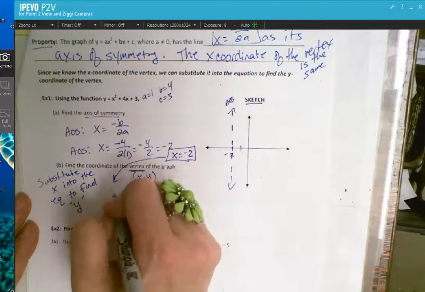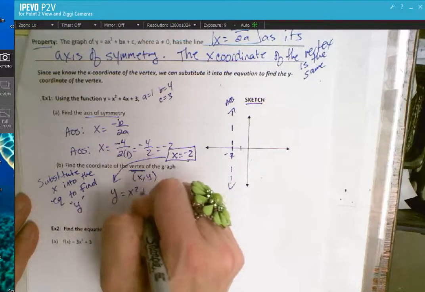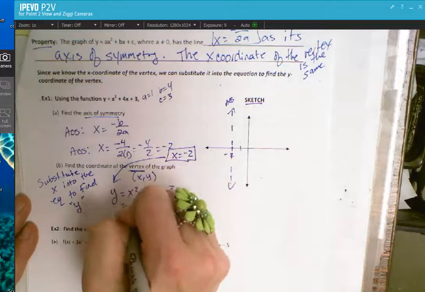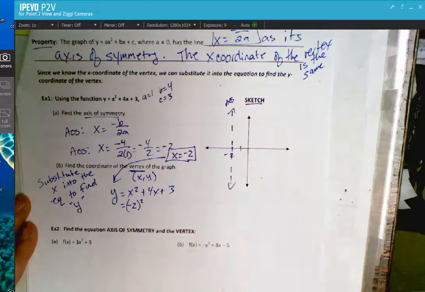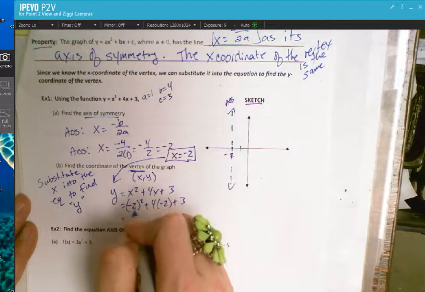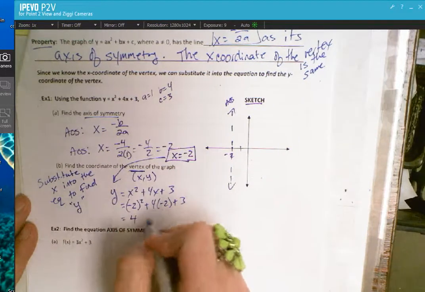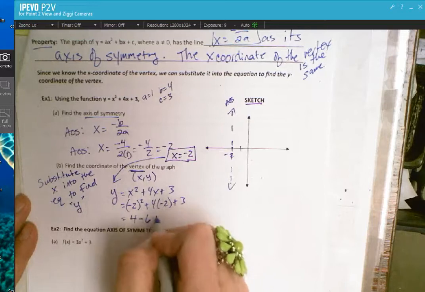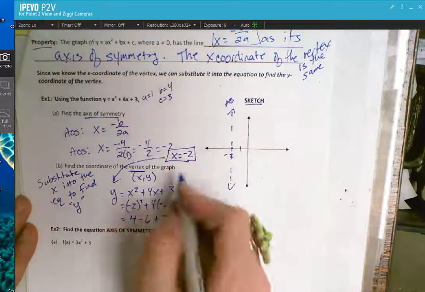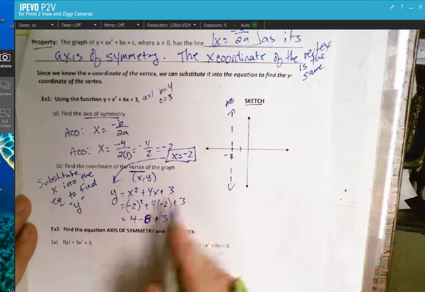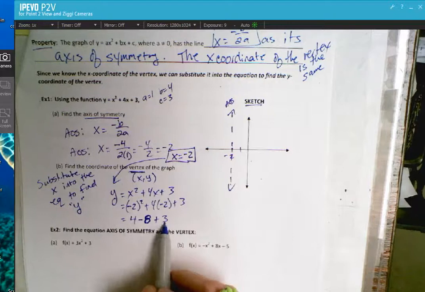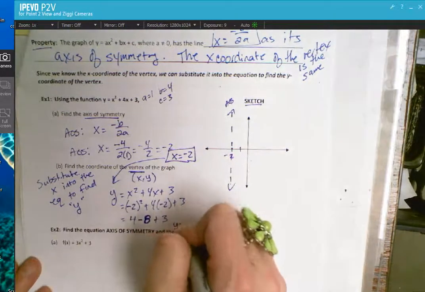Okay, so I know my equation is y equals x squared plus 4x plus 3. I found x already, so x equals negative 2. When I substitute it, I put parentheses around it, squared plus 4 times negative 2 plus 3. Equals negative times a negative is a positive 4. 4 times a negative 2, that's negative 8, sorry. 4 times negative 2 is negative 8. And a positive 7 gives me negative 1. So y is equal to negative 1.